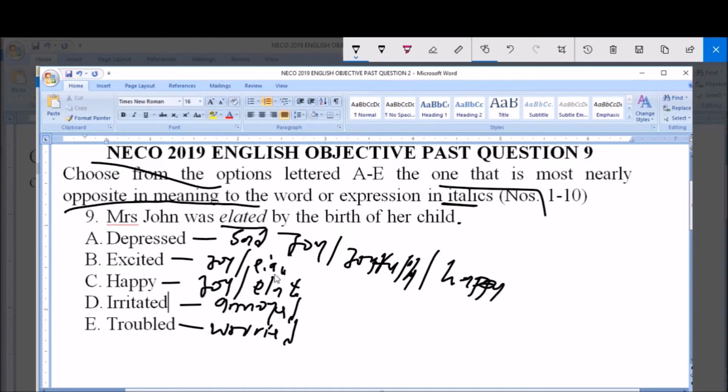So we are looking for the word that can actually serve as the opposite. When we talk of sad, then we have happiness. The opposite of sad is happy or happiness. Then depressed simply means sad or sorrow, and so on and so forth. So option A, which is depressed, is our correct option. So, option A is correct.